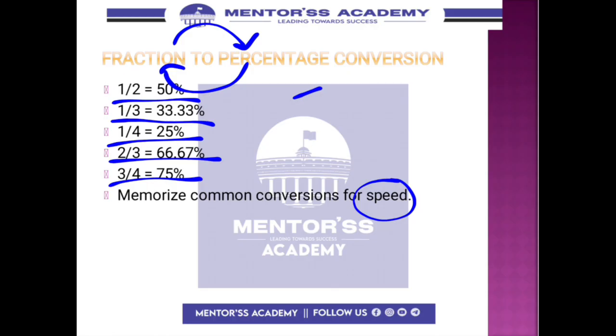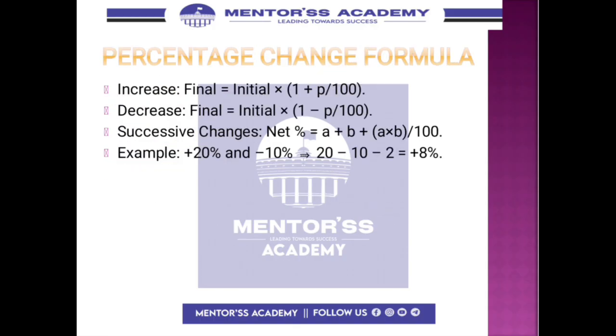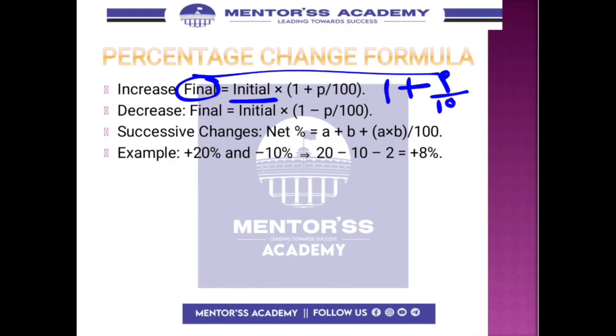Got it? So let's understand the percentage change formula here. If there is an increase of p%, then the formula for the final value is initial value into 1 plus p by 100. If there is a decrease of p%, then the formula would be final value equals initial into 1 minus p by 100.